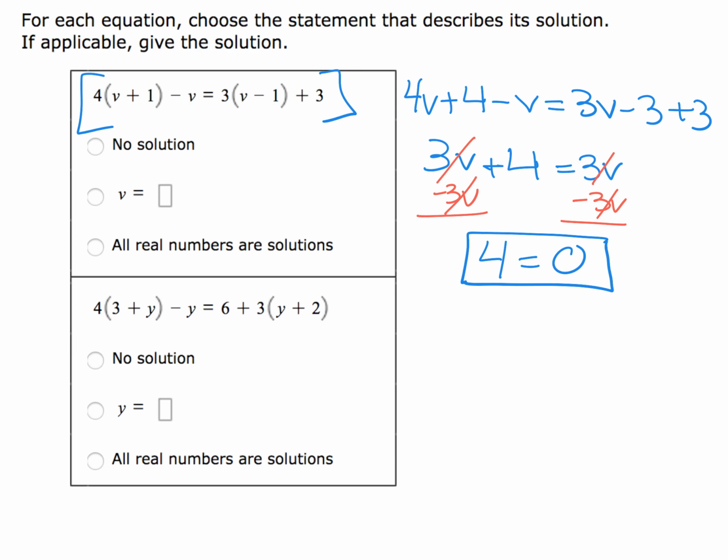So is it possible that 4 equals 0? No. 4 is never going to be equal to 0. So that means there's no solution, right? I don't want you to think that I'm saying that's not possible. So let me make it a check. Let me erase that. Okay. Check mark. Right? There is no possible value of v that I can plug in to make 4 equal 0.